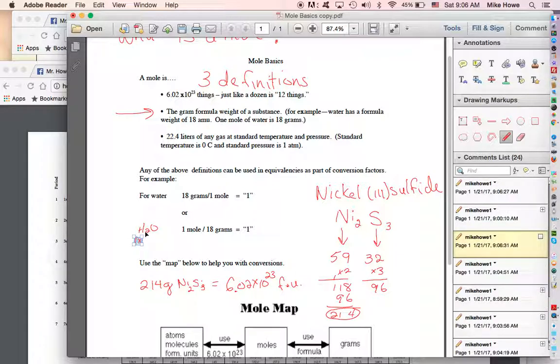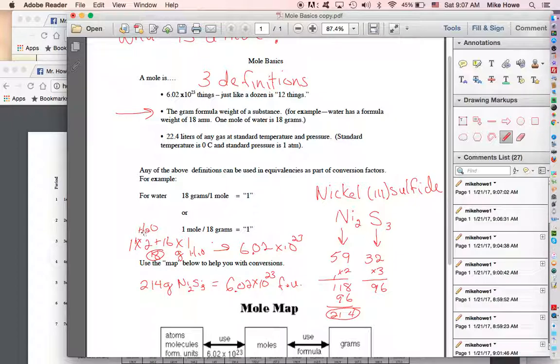Since there's 2 atoms of hydrogen, you have to take the 1 and multiply it by 2. So 1 times 2. And oxygen is 16, but there's only 1 atom of oxygen in this formula, so it's just times 1. All right, so 2 plus 16 gives us 18, and that's the weight. So 18 grams of H2O contains that same number of pieces, 6.02 times 10 to the 23rd.